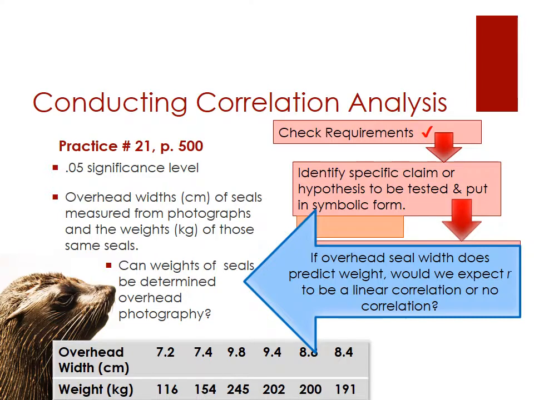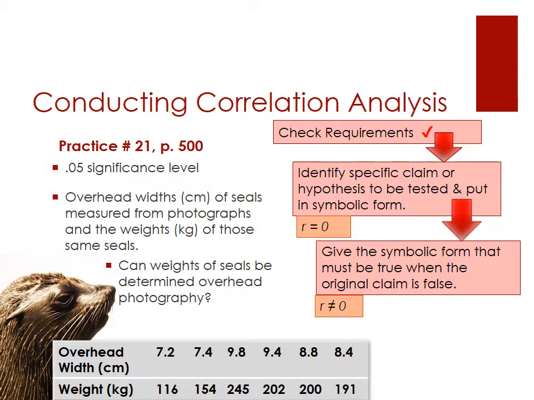Okay, so if we're going to be setting up our hypotheses here, if in fact our alternative is that we feel that yeah, we can use the photography to determine the weights of the seals, then that means that we're going to be saying that the correlation is going to be some value other than 0. We don't know yet whether it's going to be a positive relationship or a negative relationship, but we do know it's a value that won't be equal. So that's what we're going to set our symbolic claim for that must be true when the original claim is false.